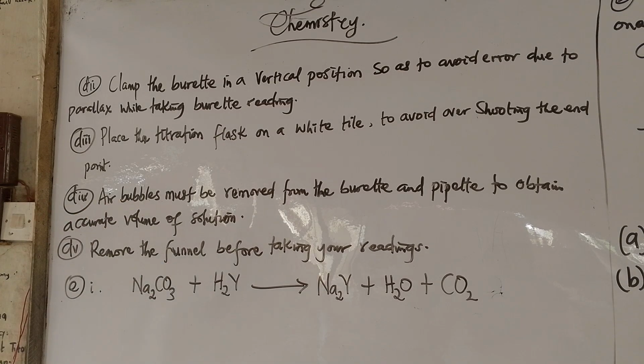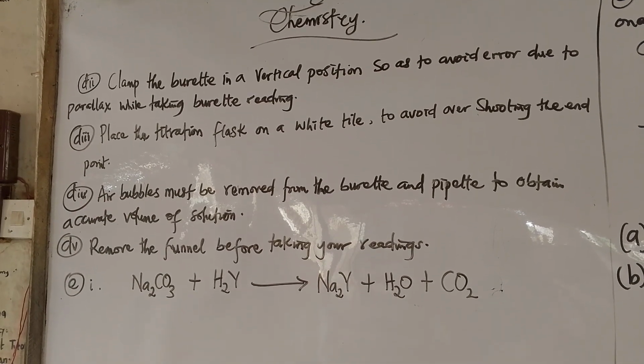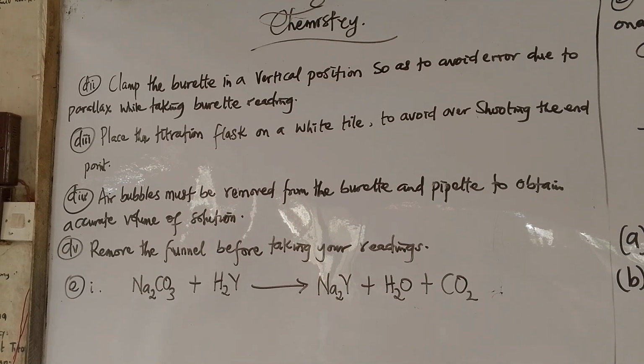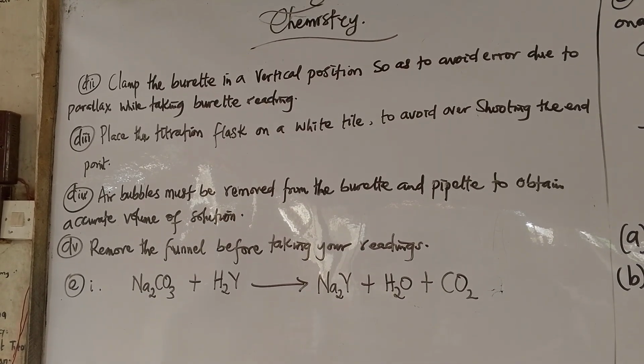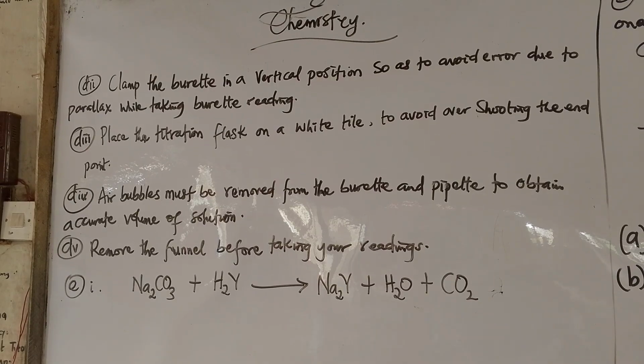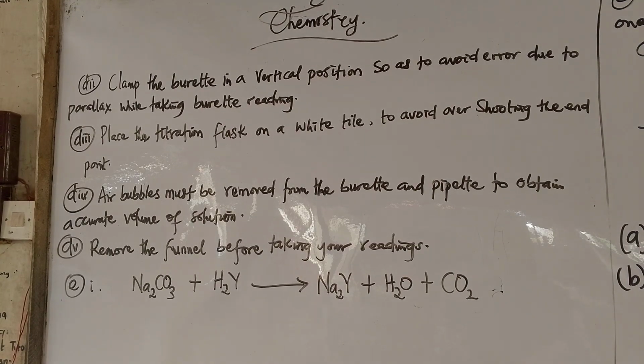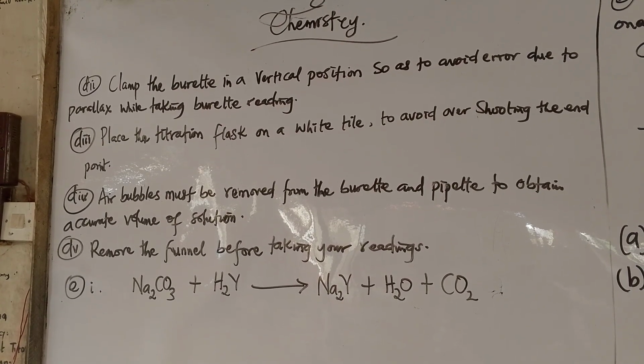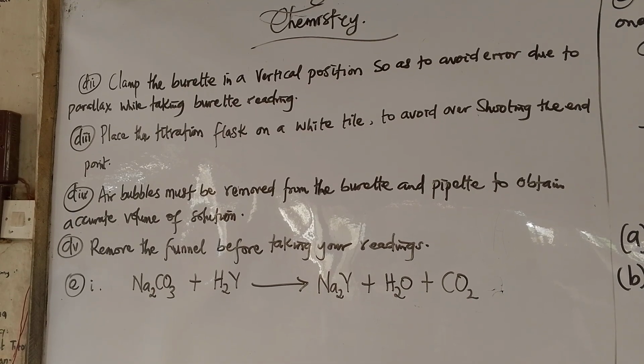So number 4: air bubbles must be removed from the burette and pipette to obtain an accurate volume of solution. That is, you should not allow bubbles. Air should not be trapped within, so that you can obtain accurate volume. Then number 5: remove the funnel before taking your reading. Before you take the reading on the burette, you must remove the funnel, because some drops from the funnel can increase the volume of your acid in the burette.